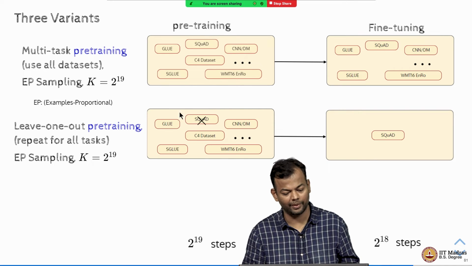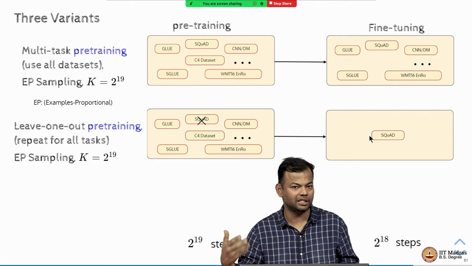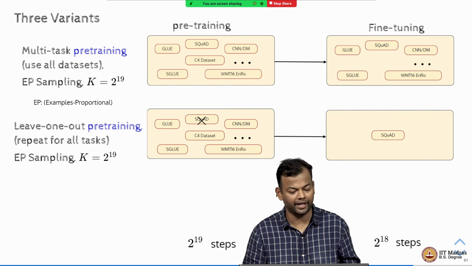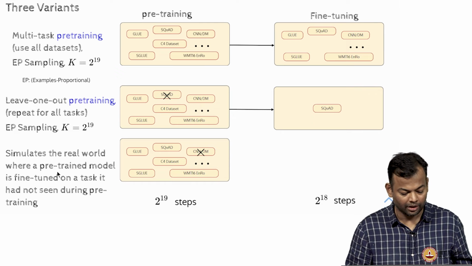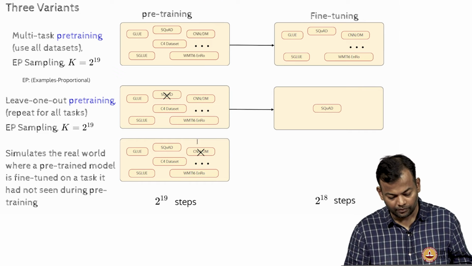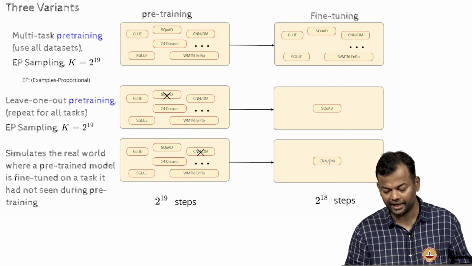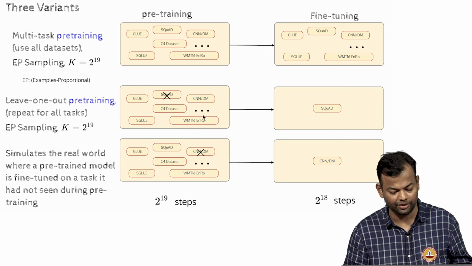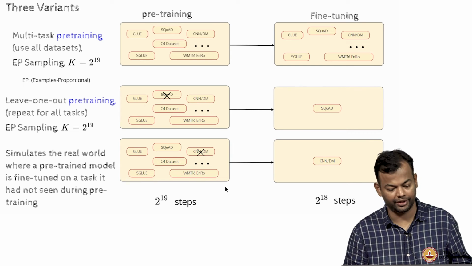Because it looks like I can always use just the generic C4 dataset where I'm trying to teach it about the language, and then add task-specific datasets later on during the fine-tuning stage, right? And then the other one is, yeah, same thing. So you could again remove CNN DM and then fine-tune on CNN, right? So this is just showing the leave one out pre-training. So you would do this for multiple different tasks.